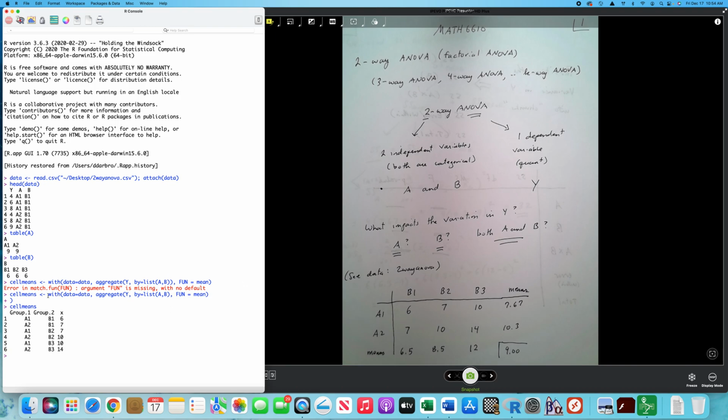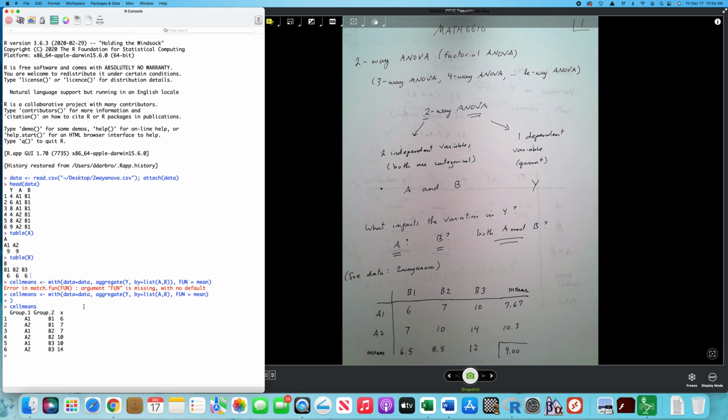Now, it takes a little bit of work in R, and I've already done this for you. So what I have over here is this data set already loaded in R. And the very first thing I would want to do is take a look at my independent variables. So I can see that A is partitioned into two levels, A1 and A2. The sample size in each one of those is 9. B is partitioned into B1, B2, B3, and each one of those has sample size 6.